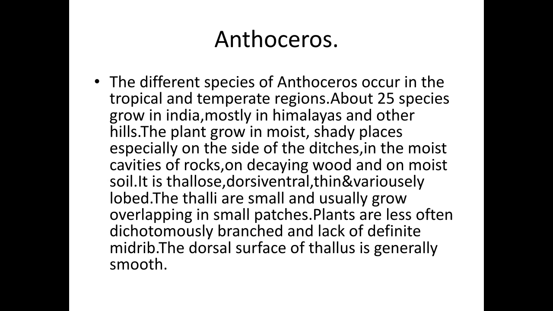It is thalloid. Plant body is thalloid. There is no differentiation of root, stem, and leaves. Plant body is dorso-ventrally flattened. It is thin and variously lobed. The thalli are small and usually grow overlapping in small patches. Plants are less often dichotomously branched and they lack a definite midrib.